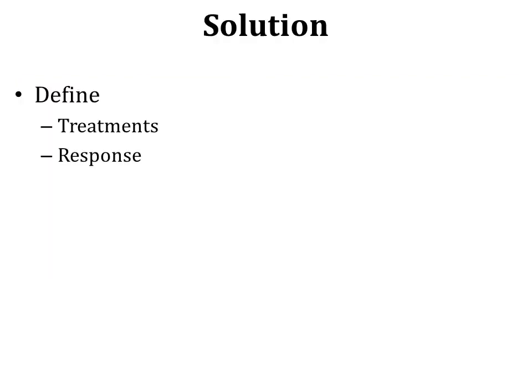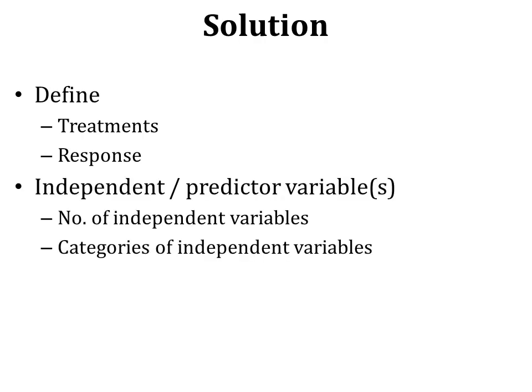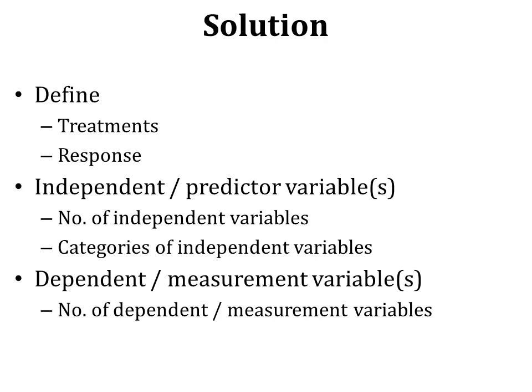So while describing your results, first of all, you have to define the treatments and response in this, that what is meant by treatments in this specific example and what is meant by response, right? And you have to define the independent or the predictor variable or variables, the number of independent variables that you have in this exercise, and the categories of the independent variables. And you have to also define the dependent or the measurement variable or variables, the number of dependent or measurement variables that you have in this example. And you also have to define the type of ANOVA which is applicable in this case, right? So you have to define these things.